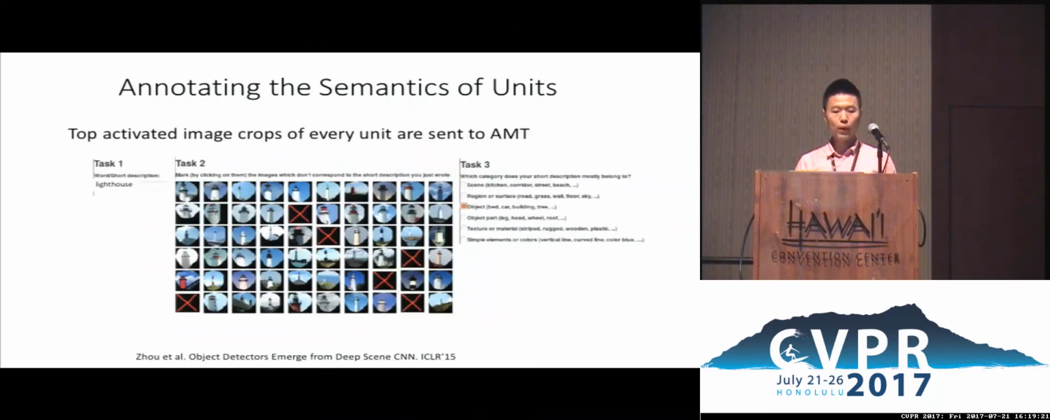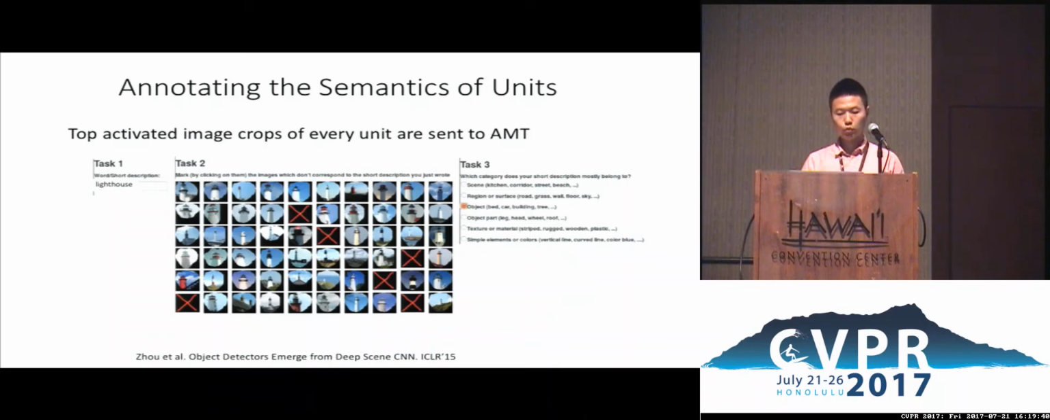Here we send the top activated images to Amazon Mechanical Turk for crowd annotation. Basically we have 3 tasks. We ask the workers to see those top activated image crops and give a label for each one of the units. Then we ask the workers to cross out those outlier patterns.